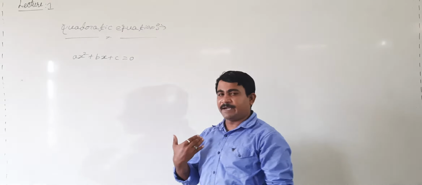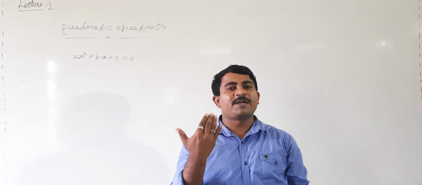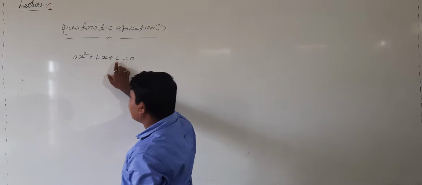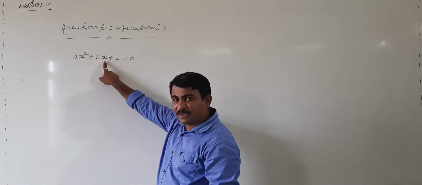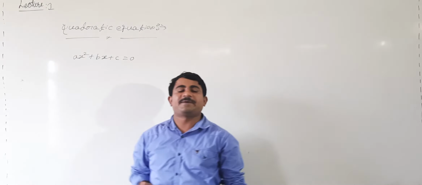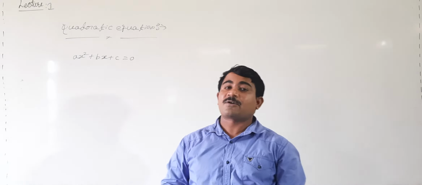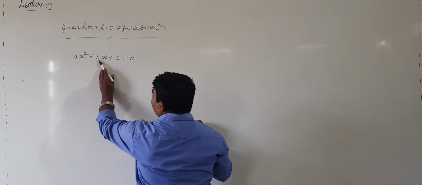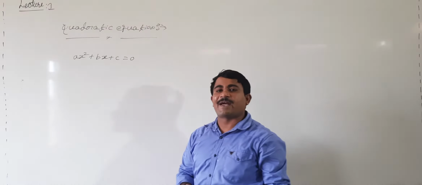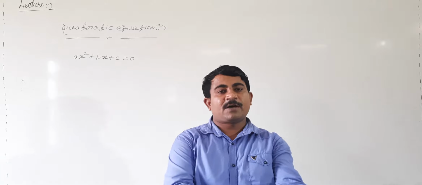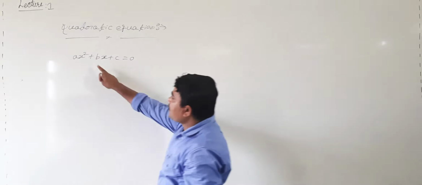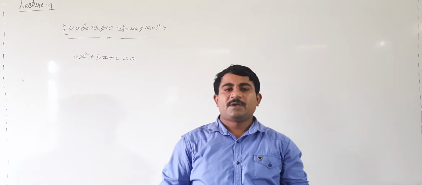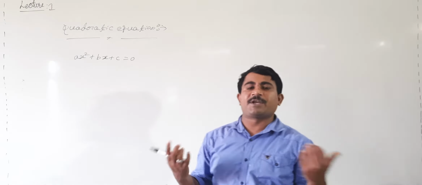Here I said that it is an equation of degree 2. ax square plus bx plus c. x is the first degree, x square is second degree. That equation we are calling quadratic equation. In this equation a, b, c are constant values, and x is the variable. Then what is the solution of quadratic equation?